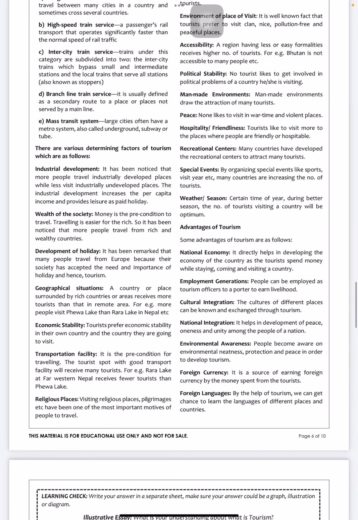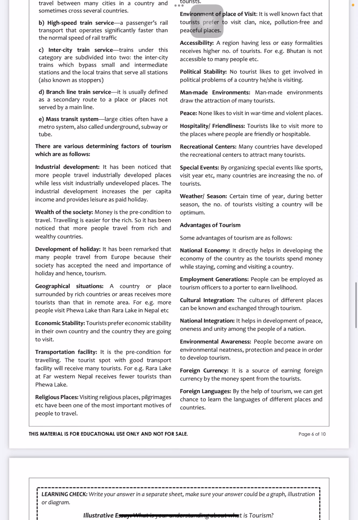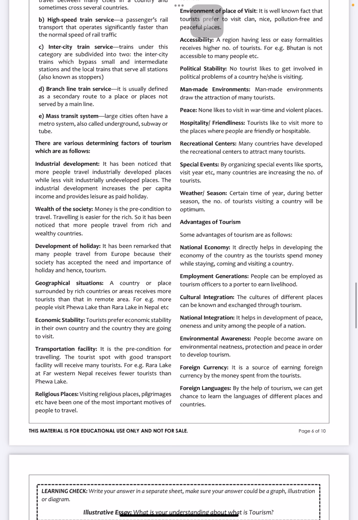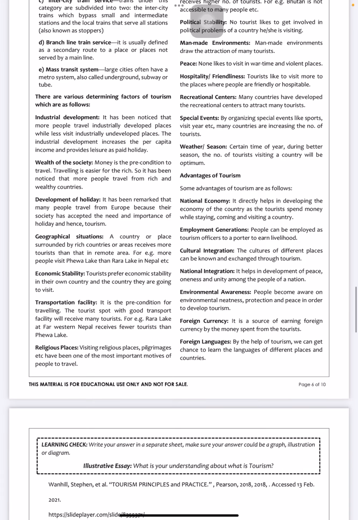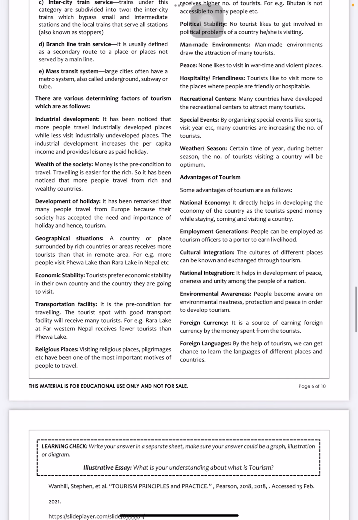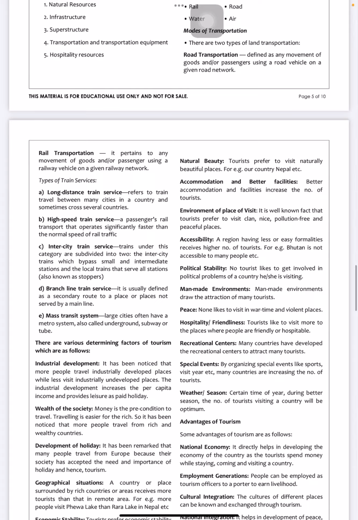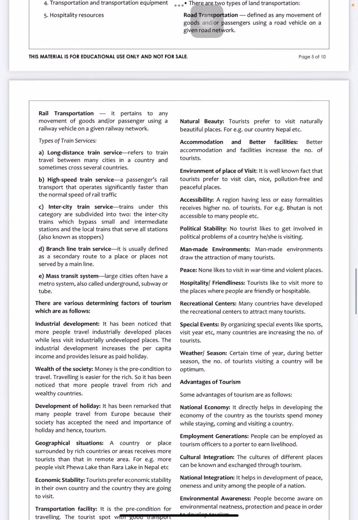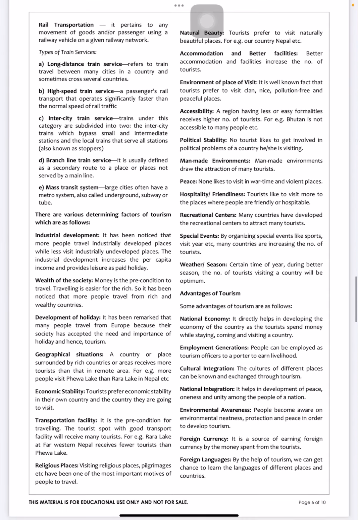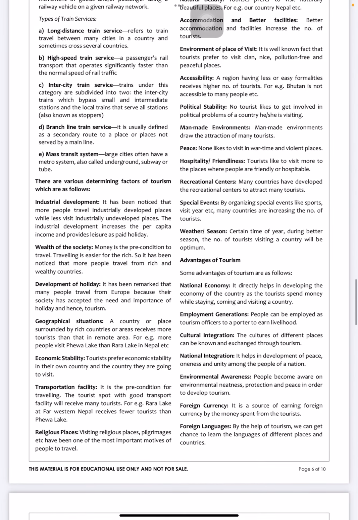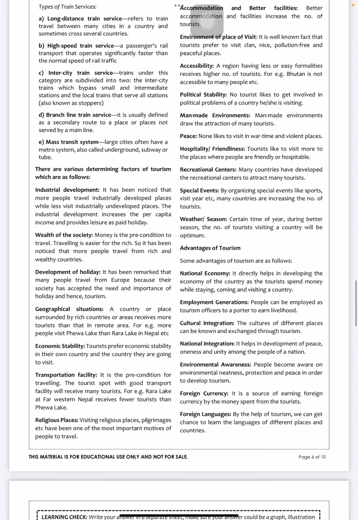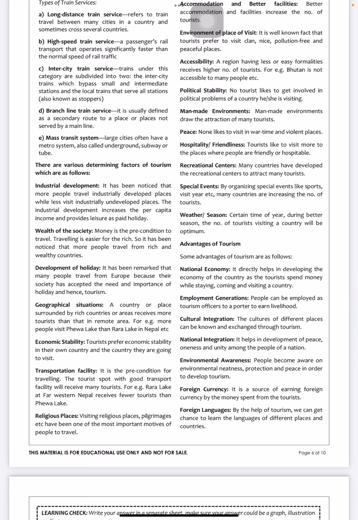Development of holiday, like for example, Europeans travel because society has accepted the importance of holiday. Geographical situation, such as the sea or mountain, or economic sustainability or stability. Here, people can buy a lot, there are many malls. Then transportation facility, religious places, so understandable. Natural beauty, accommodation, better facilities, equipment, place to visit, accessibility, weather, and season.